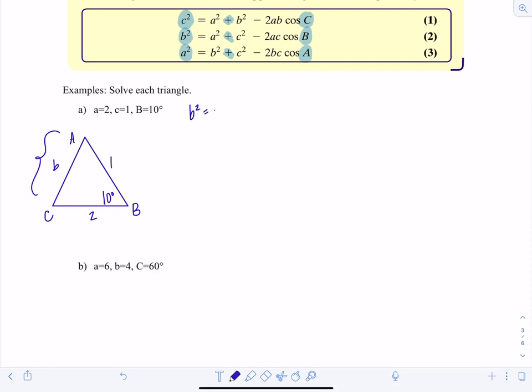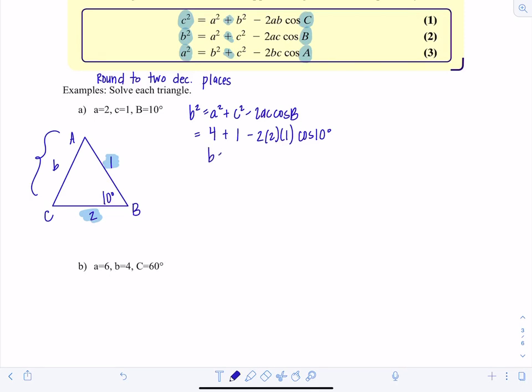So that means b squared equals a squared plus c squared minus 2ac cosine B. And so a squared, that's going to be 2 squared, so that's 4, plus c squared, that's going to be 1 squared, which is 1, minus 2 times 1 times cosine of 10 degrees. Okay, now from here, the rest you're going to do in your calculator. So type all of this in, and then remember to take the square root, because this is what b squared equals. For now, we're just going to round everything to 2 decimal places. And we get b equals 1.03.